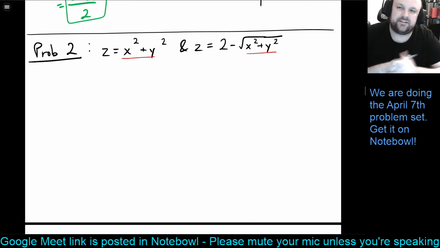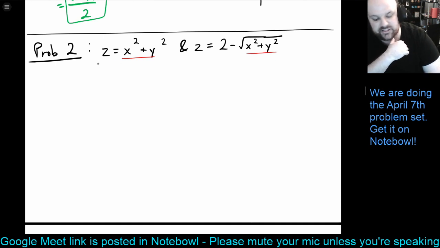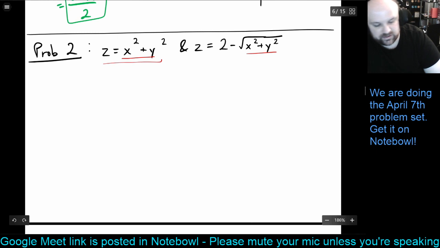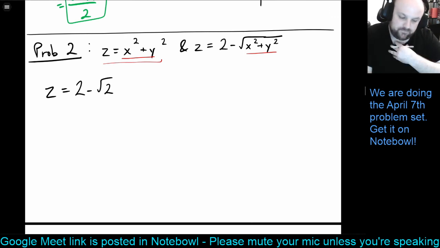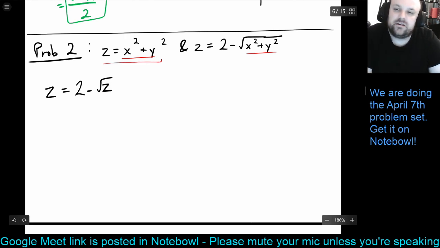So to make my life easier, what we're actually going to do is figure out, well, what height do they intersect at? Because once I find the height, the z value, I can just use this first equation, plug the z value in, and then I immediately know what the radius is. In fact, the radius is equal to the square root of the height. You can tell from here. So let's do that. So we're going to plug z in under here, and we get z equals 2 minus square root of z. Sorry, that's a z, not a 2. Right? So we need to solve this for z.